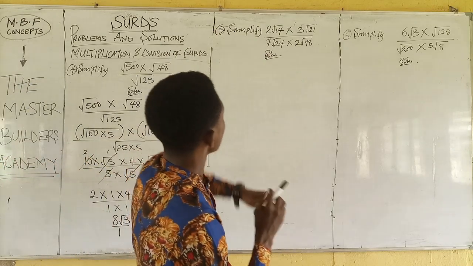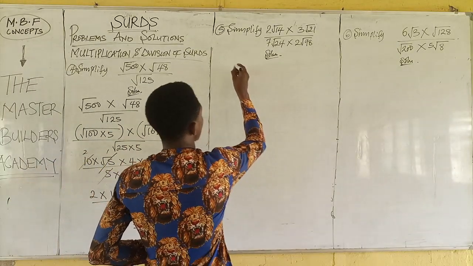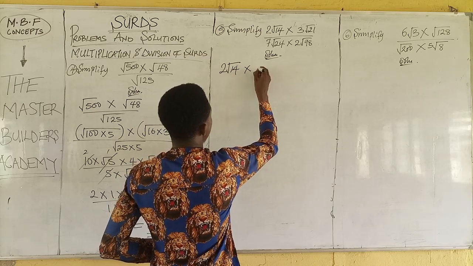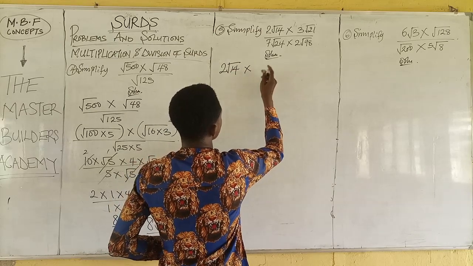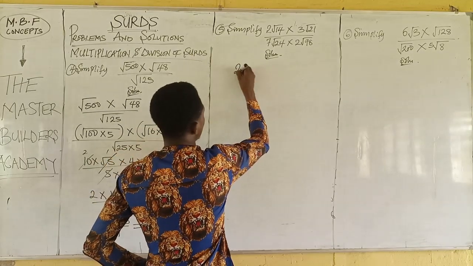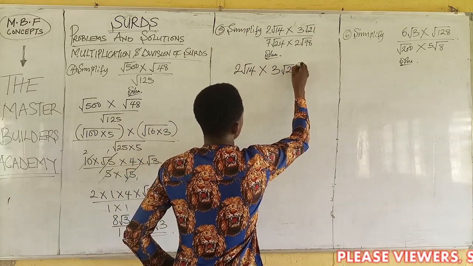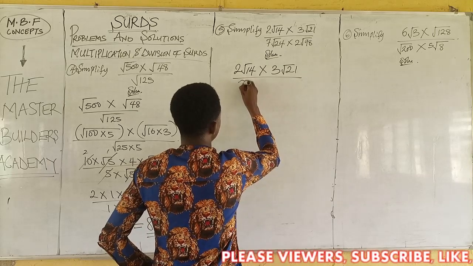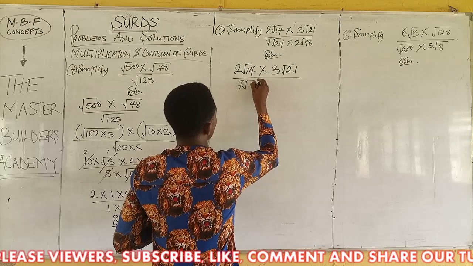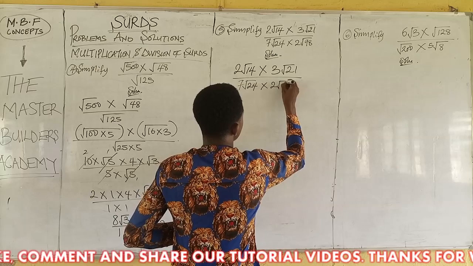Now let's look at question number 5 very, very quickly. In question number 5, we are asked to simplify 2 root 14 times 3 root 21 all over 7 root 24 times 2 root 98.